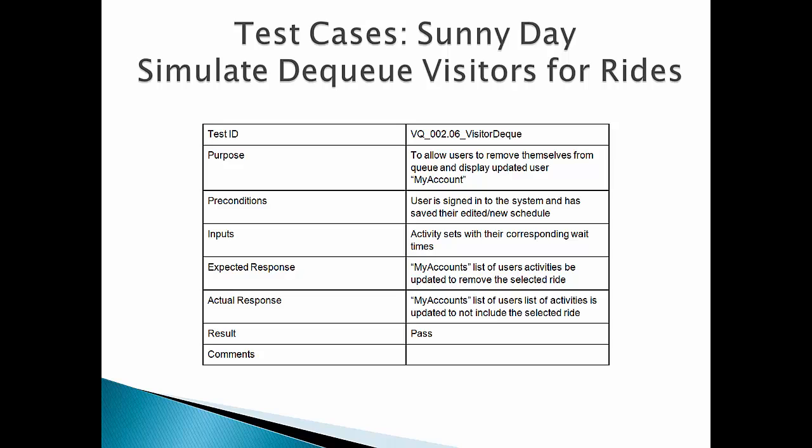And this is the sunny day test case for the Simulate DQ Visitor, which allows users to remove themselves from the queue, displaying in update user my accounts. And when you click on DQ, it will remove that certain amount of records from that ride, which will give us an actual real response.